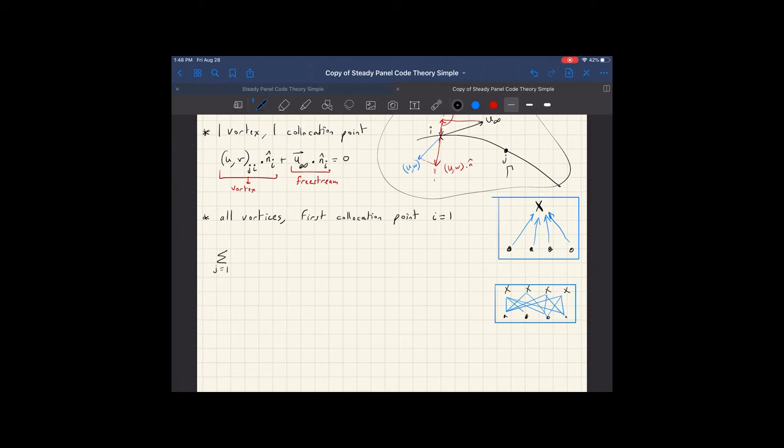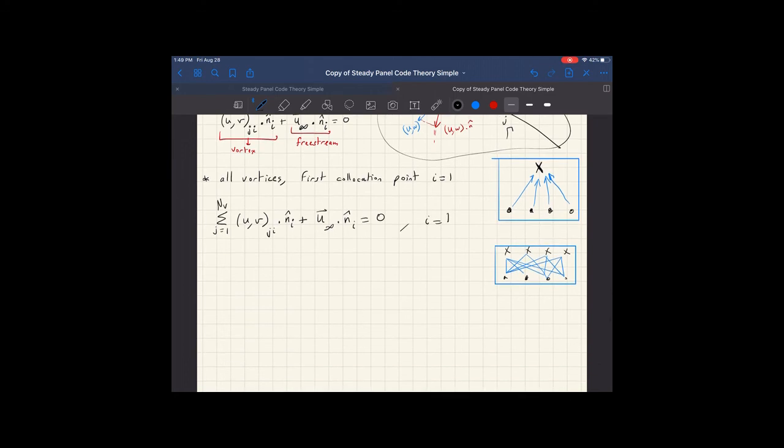So assuming that you have NV vortices, you'll find the velocity component that's induced by all the vortices. You find that component again in the collocation point of interest, and then you add that to the free stream component that's normal to the collocation point surface, and that should equal 0. So here i is equal to 1.